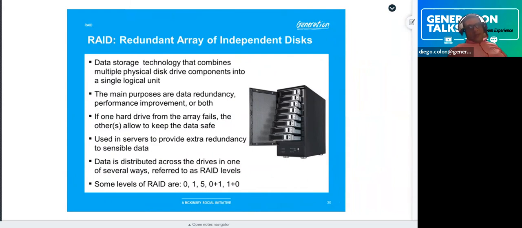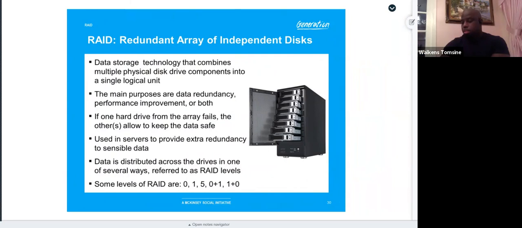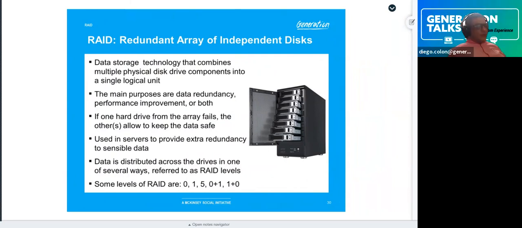RAID. Redundant array of independent disks overall is a new technology that came out to allow combining several disks into one single unit. The main purpose is obviously either for data redundancy and or performance itself. Sometimes they do create both redundancy and performance. If you have one drive that fails, some of these RAIDs allow for that failure to be taken up by the other drives.